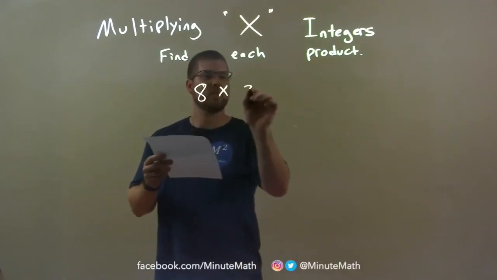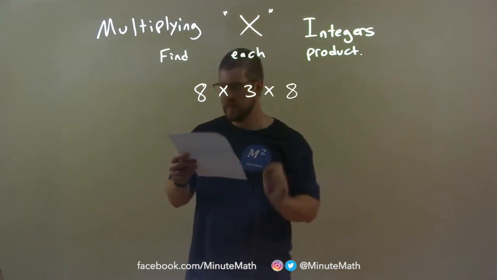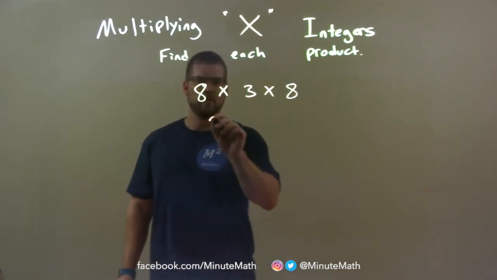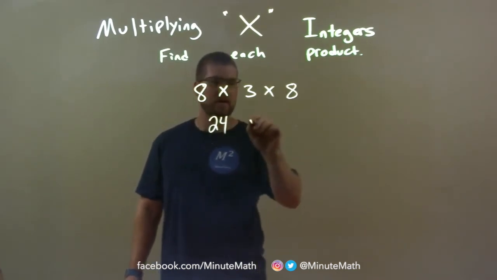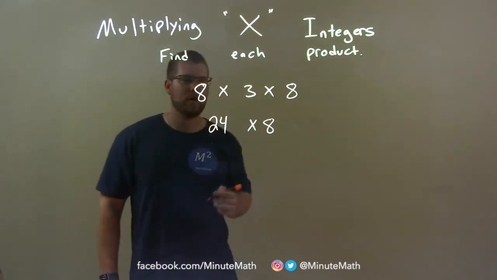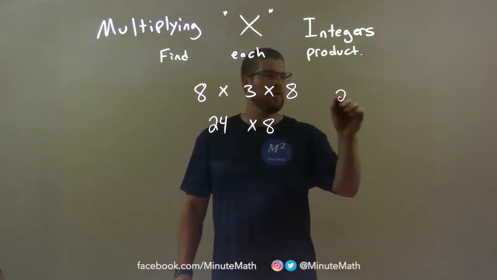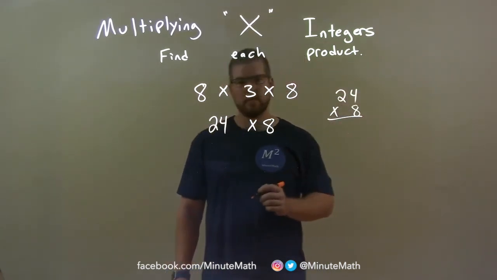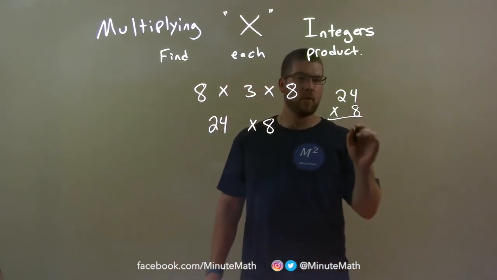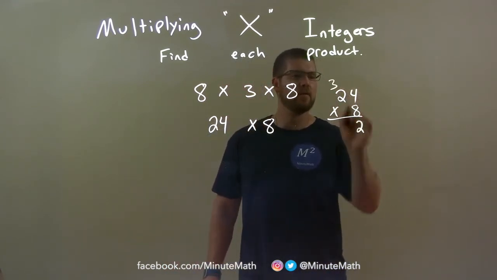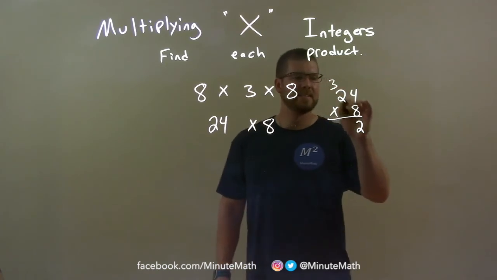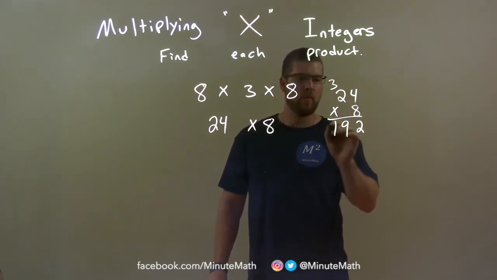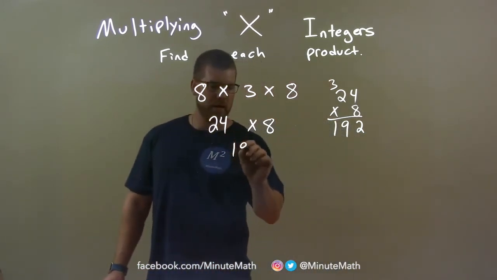8 times 3 times 8. Well, 8 times 3 is 24. Pretty easy. Bring down this 8. But now we have 24 times 8. Let's go to the traditional method here. 8 times 24. Well, 8 times 4 is 32. 2, carry the 3. Now we have 8 times 2, which is 16, plus 3 is 19. So we have 192. 192 here.